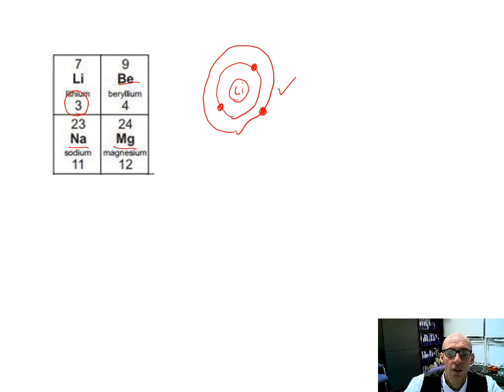So, can you do the same for beryllium, sodium, and magnesium? And do those 4, and that's what I want you to send me a photo of and submit through Google Classroom. Okay.